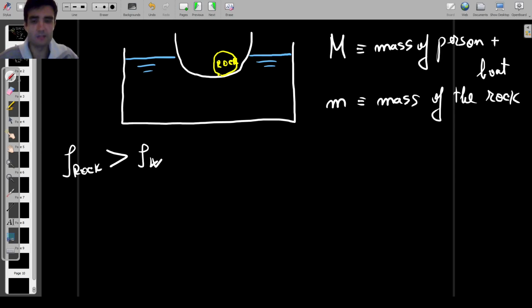Okay, right, so the question here is the following: what happens to the water level after the rock is thrown overboard? Will the water level stay the same? Will it go up? Will it come down? So we have to think about it. Okay, so once again, we split this problem in two parts.